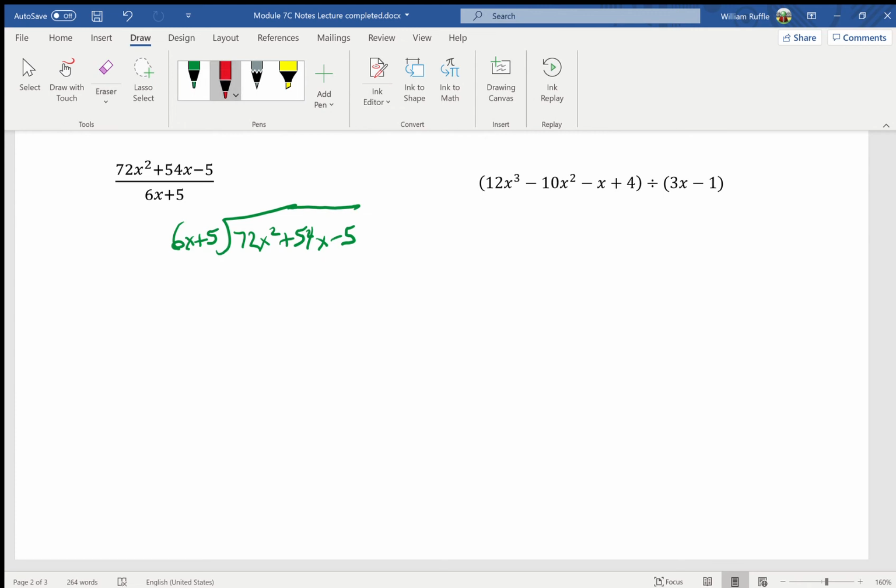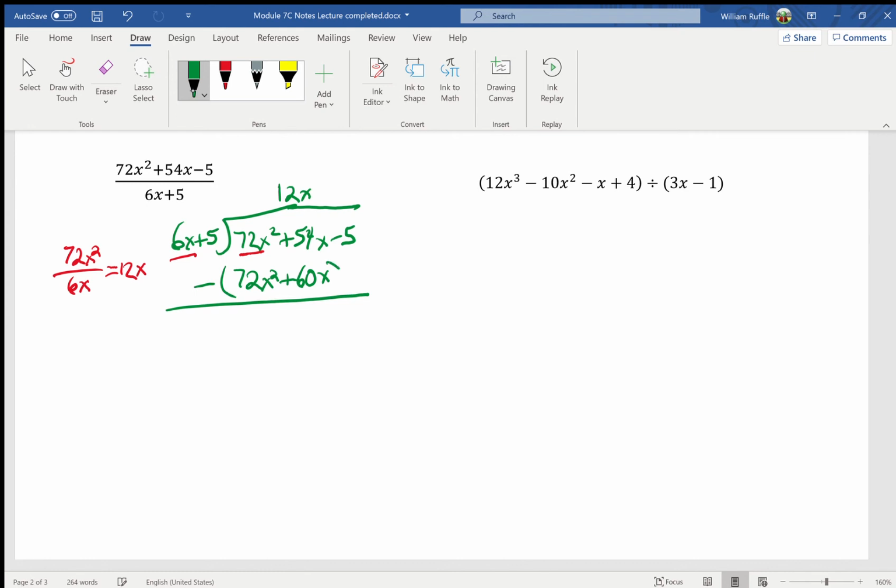So again, I start off, I look at the first two things here. I do 72x squared over 6x. Now 72 divided by 6 is 12x. So I start off with a 12x up there. And then again, I multiply. 12x times 6x is 72x squared. 12x times 5 is plus 60x.